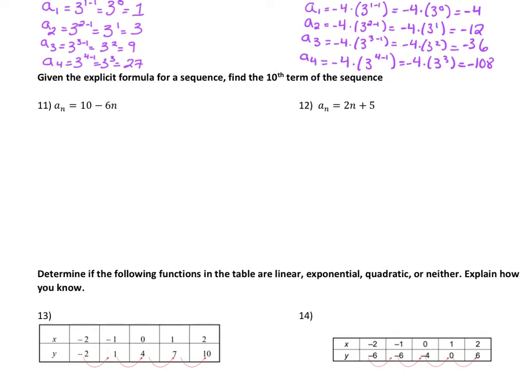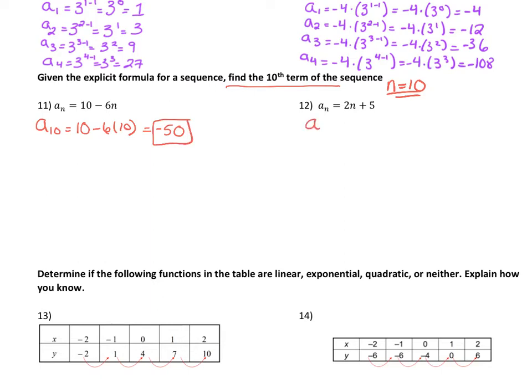All right, so this next section says, now they're giving us the formula, and instead of finding the first 4 terms, we're just going to find the 10th term. So when I'm finding just one term, I'm just going to plug in that one number for n. So I'm going to say that n is equal to 10. So if I want to find A10, I'm going to do 10 minus 6 times 10, which would be negative 50. And that would be my answer for this one.